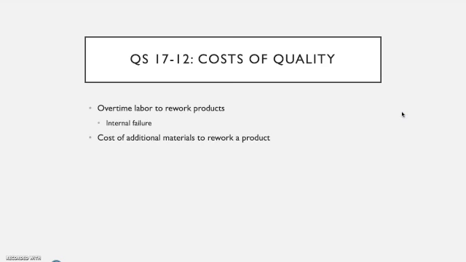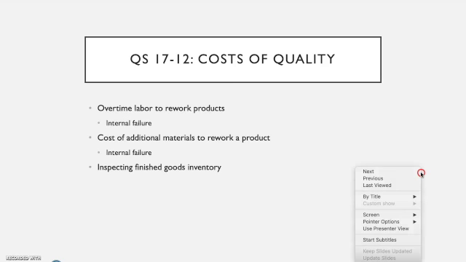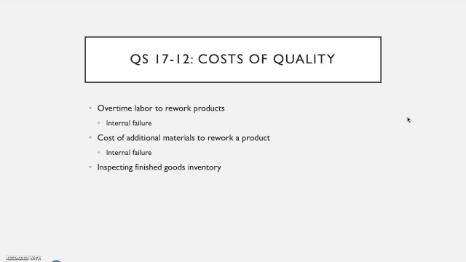Cost of additional materials to rework a product. Very similar to the last one, this would also be an internal failure. Having to rework again is a result of something that happened internally, and those costs associated with the additional materials of that product that had to be reworked would be due to the internal failure. Inspecting finished goods inventory. Very similar to the earlier inspection, this would be an appraisal.